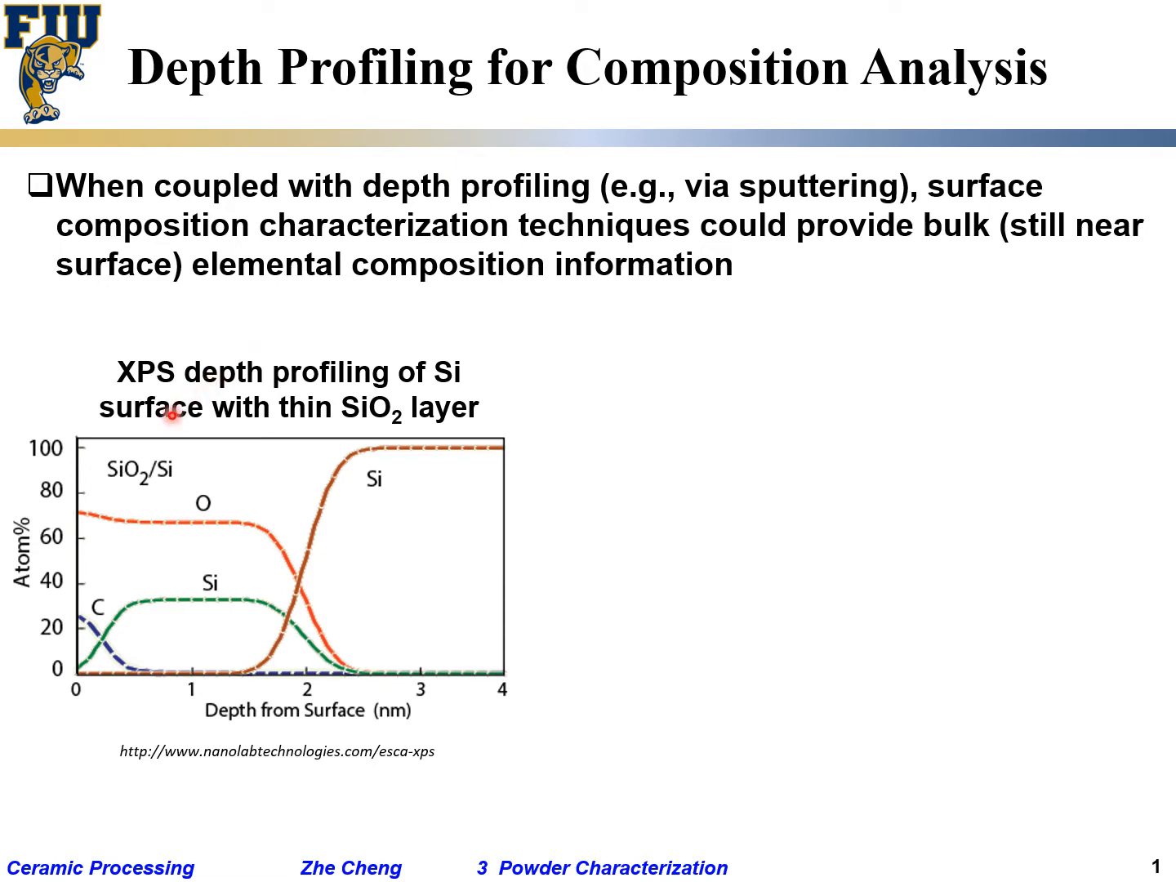So here I'm showing an XPS depth profile of what? Of a silicon wafer, but covered with silicon dioxide. So the horizontal axis would be what? Depth. How deep into the material? 0 means you are right at the surface. Now you are going into the material. 1, 2, 3, 4. Look at the unit. Nanometer. Really, really thin. You are going into the material nanometer by nanometer.